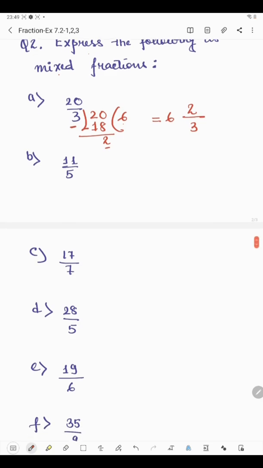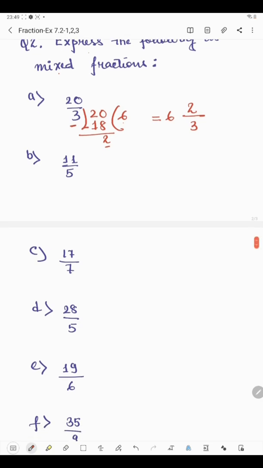Similarly, in part B we have 11 by 5. So we will just divide the numerator by the denominator. So 5 2s are 10. Now 11 minus 10 is 1. So we will write the quotient at first, which is 2, and denominator will remain same, which is 5. Now we will write the remainder up. So 11 by 5 can be written as 2 1 by 5.